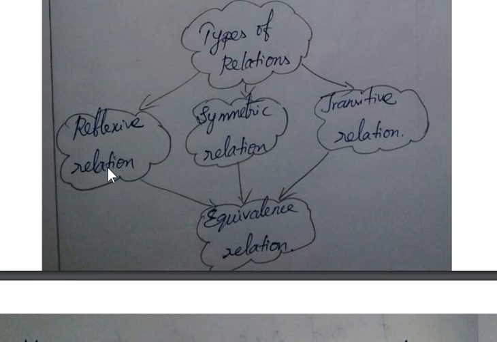That is called reflexive. And then symmetric relation means we need two members. So A is related to B and then B is also related to A. That is a symmetric relation. Transitive means we need three members. So from that you can easily understand in that problem.